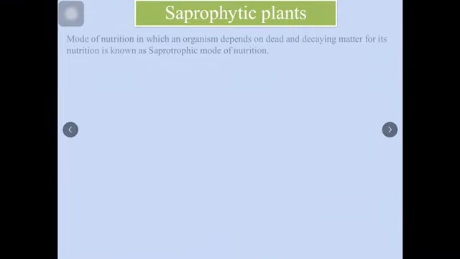Next type of heterotrophic plants are saprophytic plants. Saprotroph means any living thing which depends on dead and decaying matter. There are two different terms: saprotrophic mode of nutrition and saprophytic mode of nutrition. Saprotroph is indicating any organism. It can be plant or it can be animal. So whether a plant, whether an animal, if it depends on dead and decaying matter, then it is known as saprotrophic or it is known as a saprotroph.